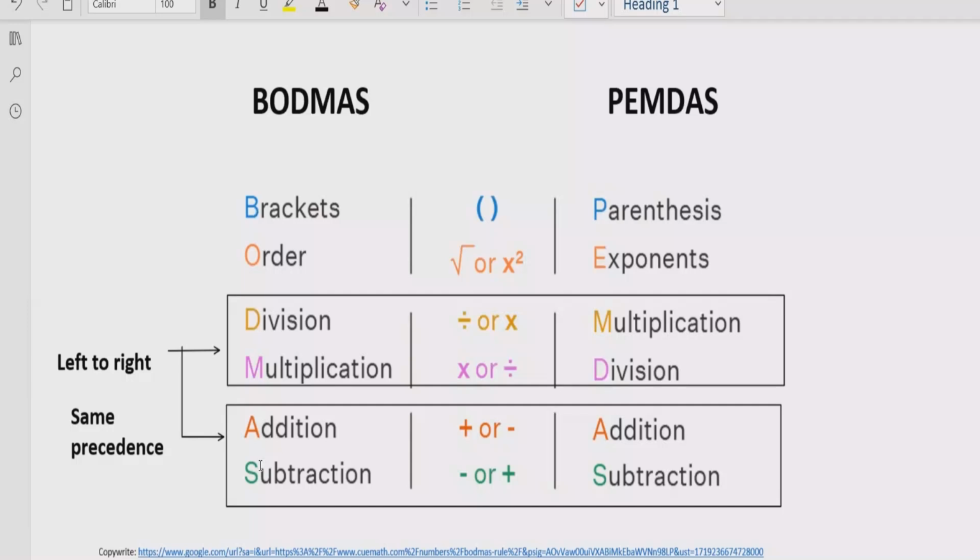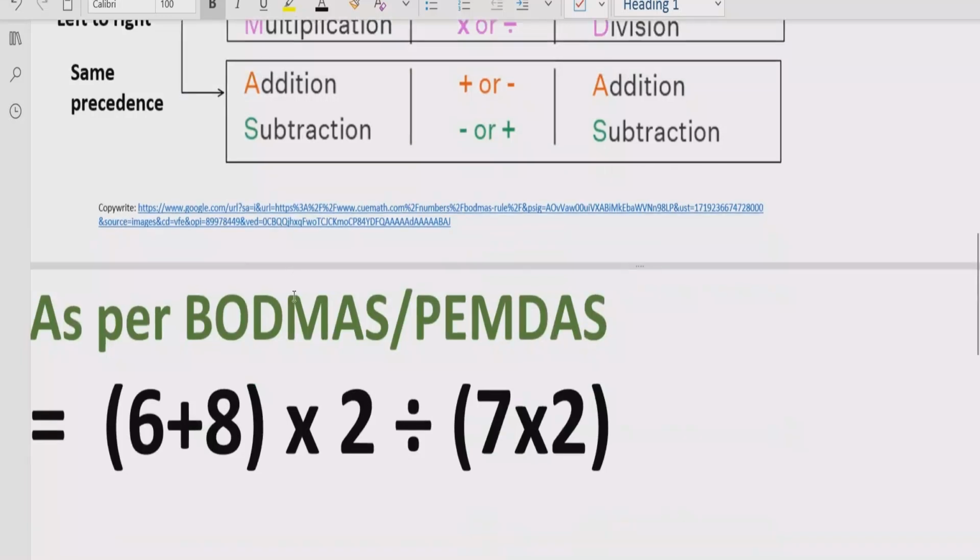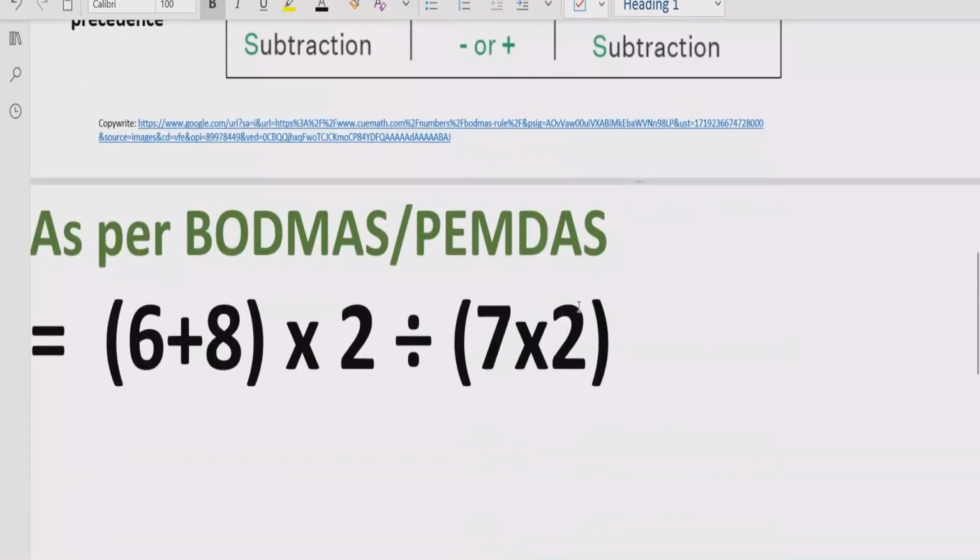Similarly, for addition and subtraction, we have the same rule. We can solve addition first if it is coming first, and we can solve subtraction first if it is coming first. Now, move forward to solve the given expression.